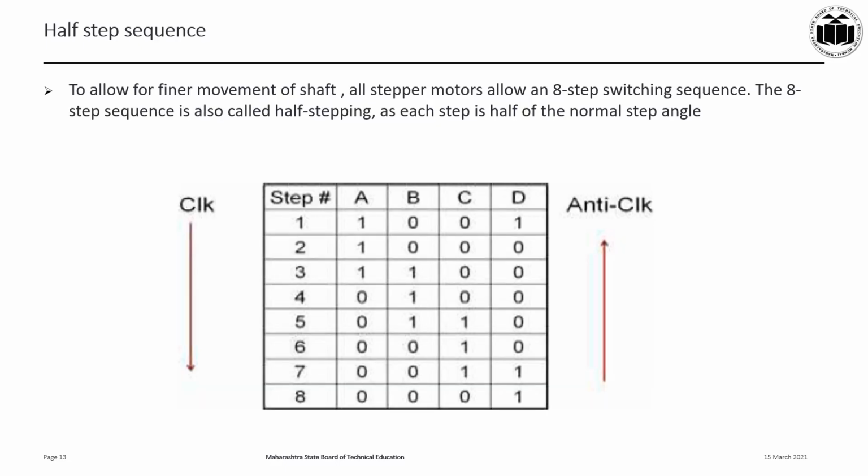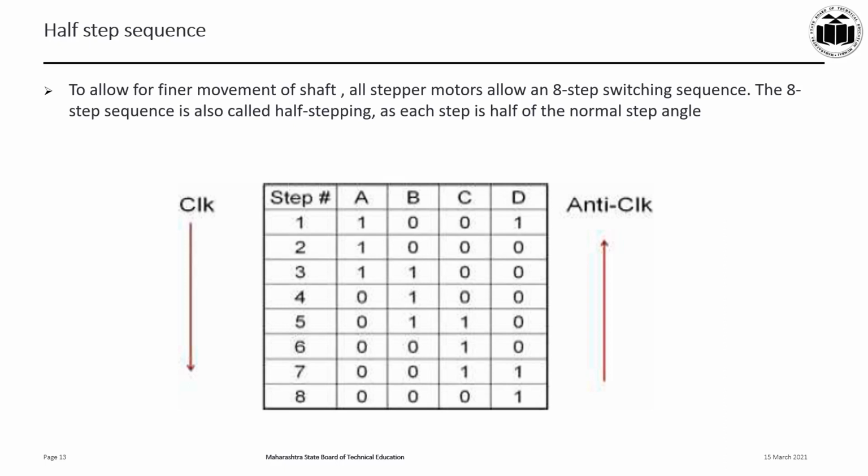To allow for finer movement of the shaft, all the stepper motors will have an 8-step switching sequence. The 8-step sequence is also called half stepping sequence, as each step is half of the normal step angle. For example, if a stepper motor has a step angle of 1.8 degrees, then using a half step sequence, you can rotate a motor by 0.9 degrees for one step also. This is also actually a combination of one phase on and two phase on method.